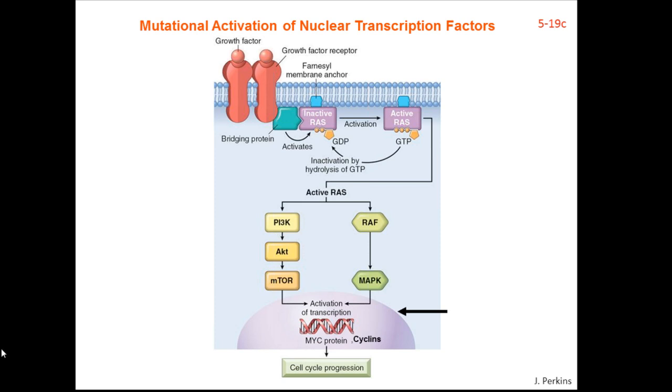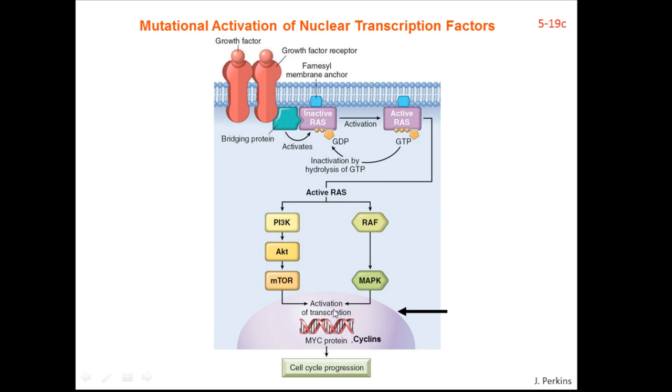Okay, so we talked about the signaling starting from the cell membrane and going through these intermediate pathways and mutations in these pathways. We talked about RAF mutations, RAS mutations, growth factor receptor mutations. Ultimately, they all come to the nucleus. And in the nucleus, all these signaling molecules have to activate transcription of genes which are required for cell cycling, such as MYC protein and cyclin. We'll talk more about that later on.